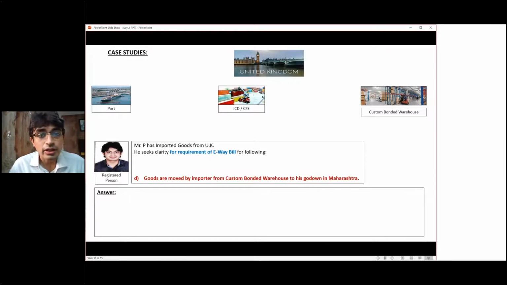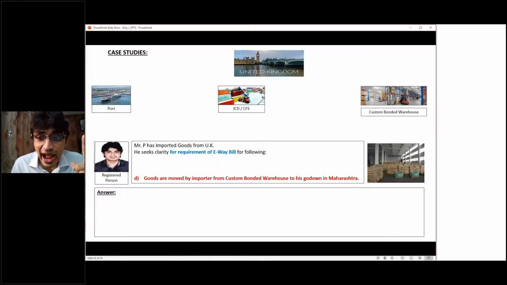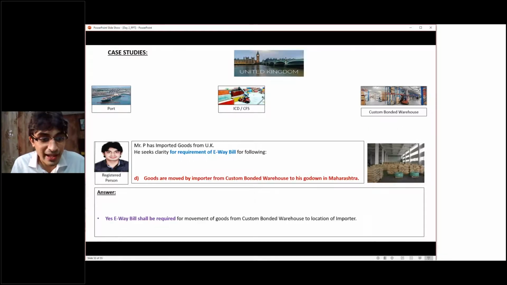But last part. Now when I collect the goods from the customs bonded warehouse in my own truck, from the warehouse to my office or to my godown, as an importer I am required to prepare an e-way bill from the customs bonded warehouse to my own godown or warehouse.